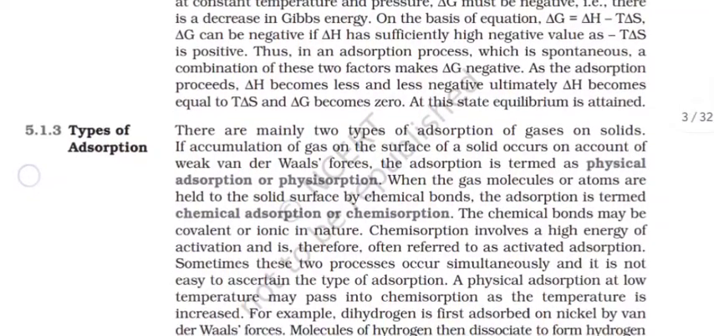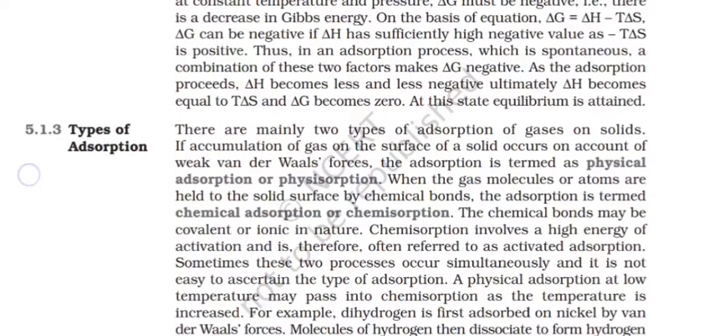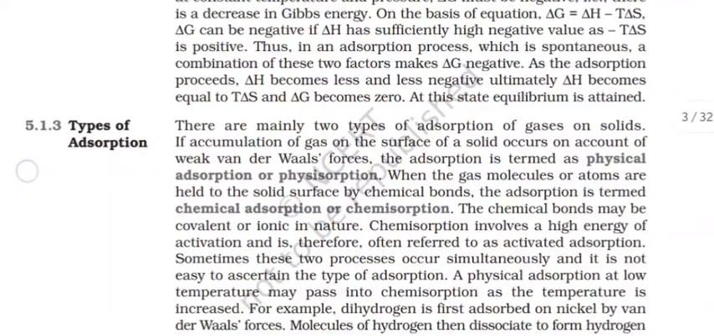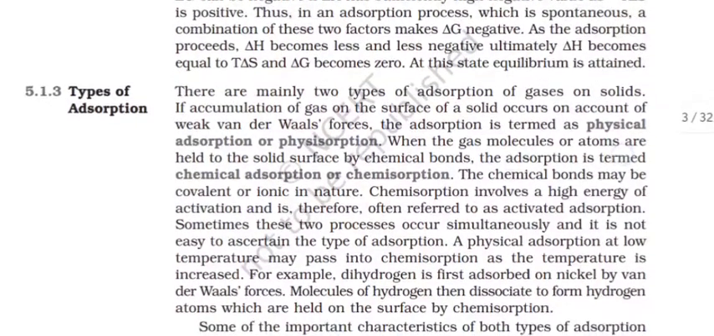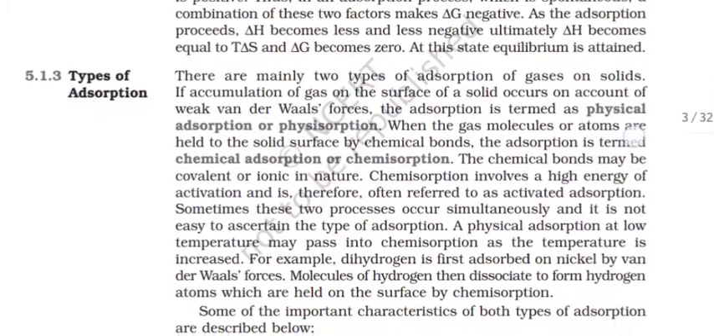On the basis of the equation delta G equals delta H minus T delta S, delta G can be negative if delta H has a sufficiently high negative value, as minus T delta S is positive. Thus, in an adsorption process, which is spontaneous, a combination of these two factors makes delta G negative. As the adsorption proceeds, delta H becomes less and less negative. Ultimately, delta H becomes equal to T delta S and delta G becomes 0.